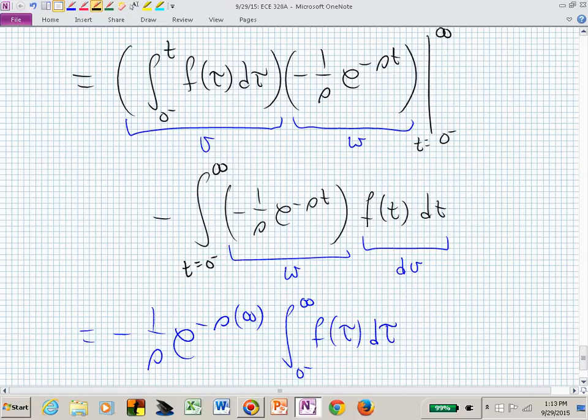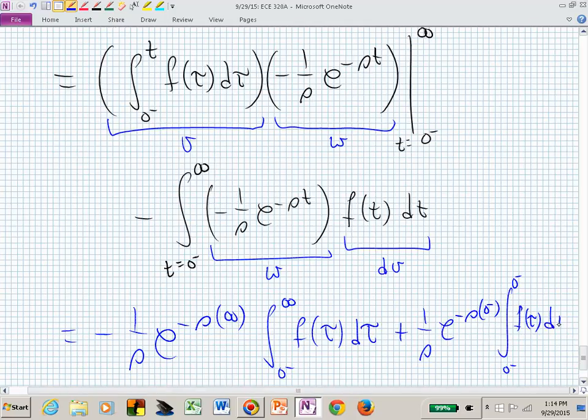I've now evaluated the first two terms at the upper limit. I need to look at evaluating those at the lower limit. That's minus 1 over s, and it's a minus, so that could be a plus. 1 over s, e to the minus s 0 minus, integral from 0 minus to 0 minus, f of tau d tau.